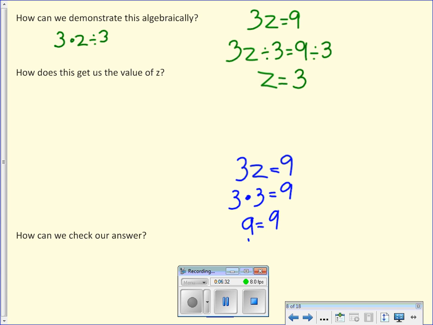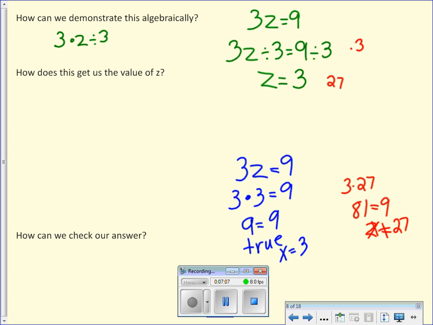Bring down the equals 9. Since that's a true statement, x does equal 3. But now suppose I accidentally multiplied over here and got 27. When I did my check, 3 times 27 would have been 81 equals 9. Does 81 equal 9? No, so that means z does not equal 27, so I'd have to go back and find my mistake.